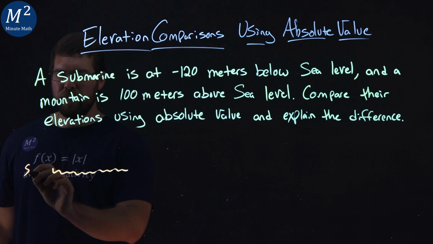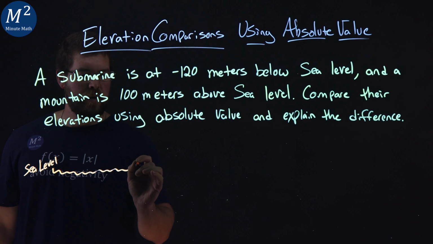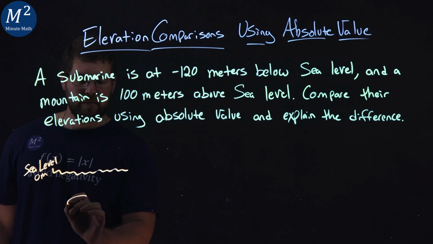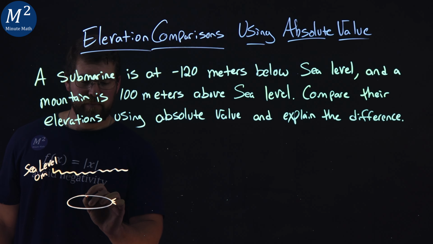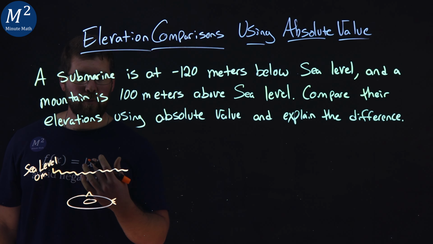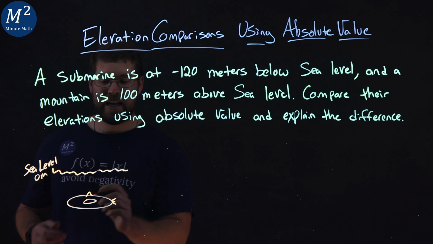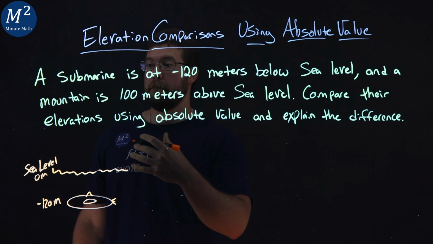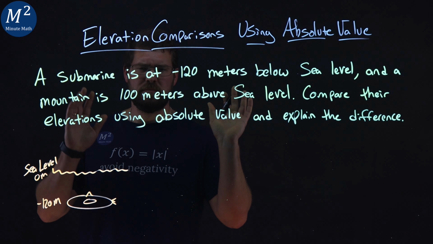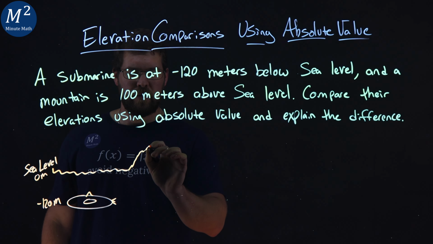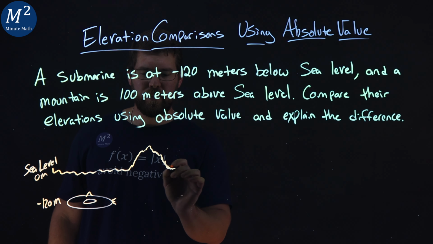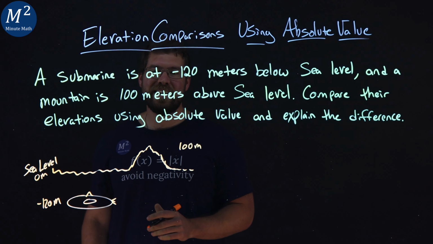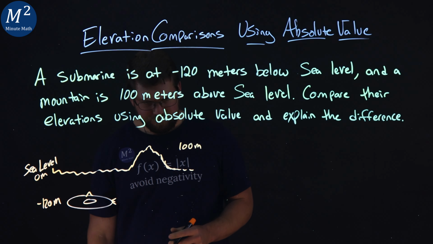We have sea level right here, and that's going to be at 0 meters. We have our submarine. Don't judge my drawings here. A little too much. All right, we have a submarine right down there, and that is at negative 120 meters. Then we have a mountain only 100 meters, but hey, that's the problem here. We have a mountain right here that's going up here, and that's at 100 meters above our sea level. All right, so we have a visual here.